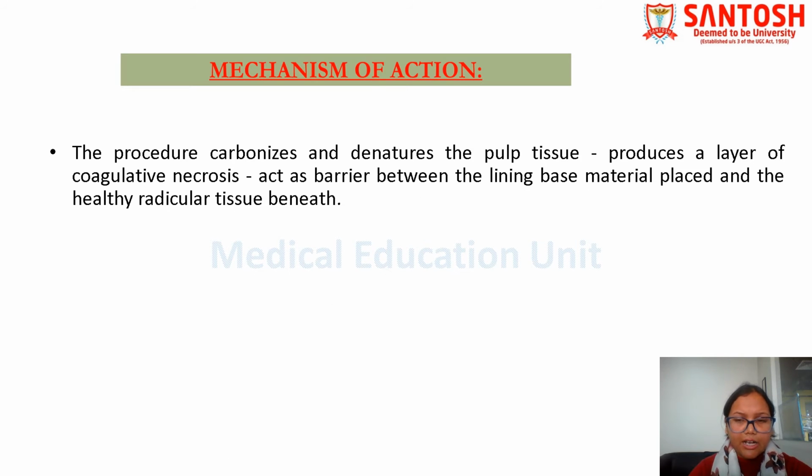So the mechanism of action of electrosurgery, a single visit devitalizing technique, is that this procedure carbonizes and denatures the pulp tissue, produces a layer of coagulative necrosis which acts as a barrier between the lining base material placed and the healthy radicular tissue beneath.